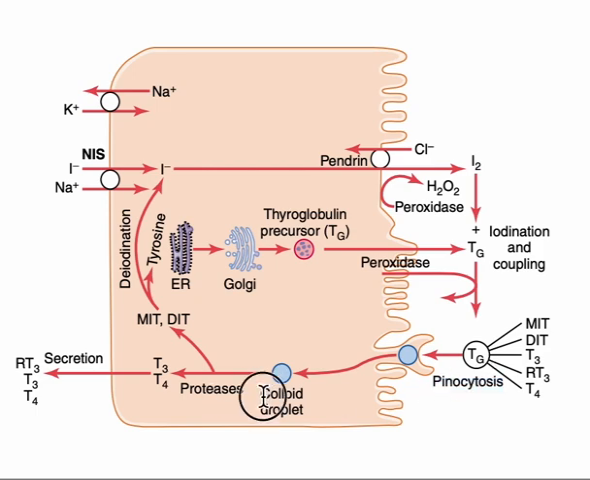Once inside the cell, the colloid droplet, which is actually thyroglobulin containing T3, T4, MIT, and DIT, undergoes cleavage by proteases. So proteases will cleave the colloid droplet into MIT and DIT and T3, T4. The T3 and T4 are eventually transported into the blood, while the monoiodotyrosine and diiodotyrosine undergo further cleavage, or deiodination, and are converted into iodine and tyrosine. The tyrosine can be reused for the formation of thyroglobulin, and iodine can be reused for the synthesis of the next thyroid hormone.